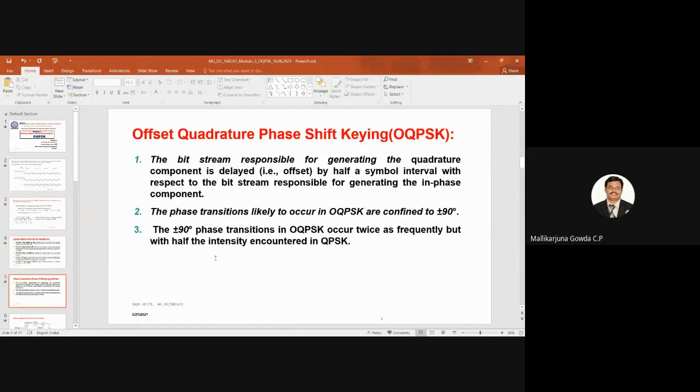Okay. So I hope you understood the need of offset QPSK. Why do we go for offset QPSK, right? And what is the problem in QPSK?